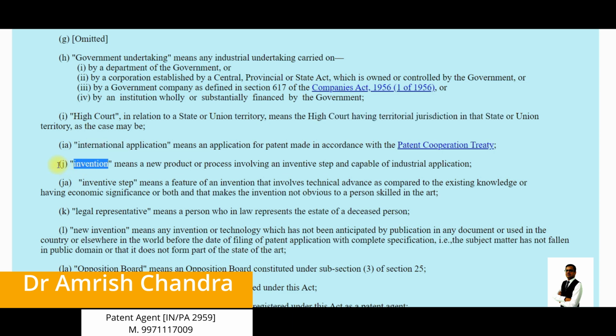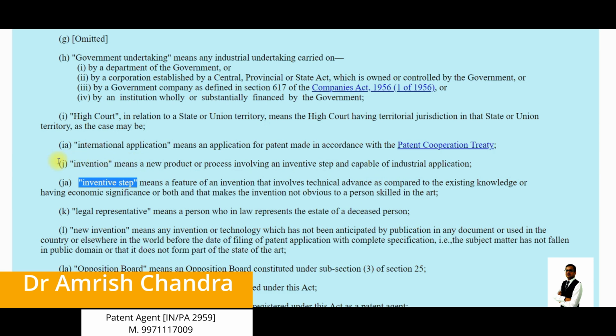Invention is important. So you see this is section 2 and we are talking about J. So section 2J. Remember this is very important. It means any new product or process involving an inventive step and capable of industrial application. Okay. So involving an inventive step will be having an invention. Now how is the inventive step defined? Inventive step means a feature of an invention that involves technical advance as compared to the existing knowledge or having economic significance or both, and that makes the invention not obvious to a person skilled in the art.